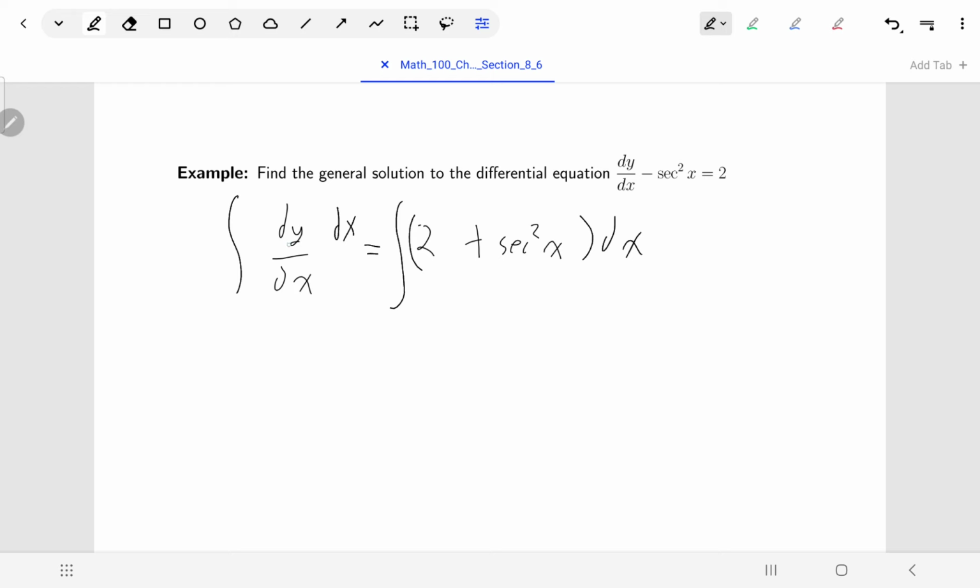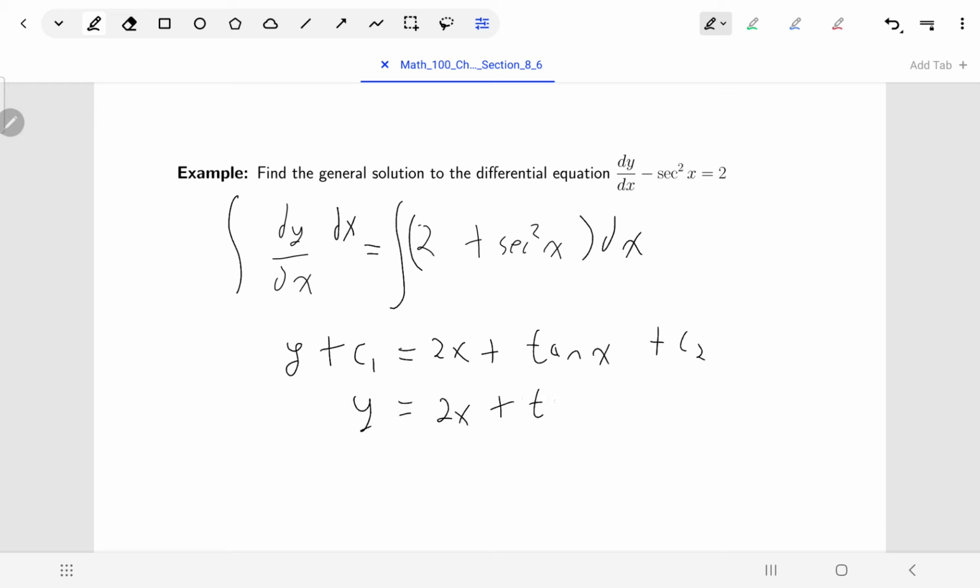So when I look at y prime, the derivative of y, if I integrate that, that should just be y. An antiderivative of y prime should be y. And of course, constant of integration, I'll have some constant c1 there. For the right side of my equation, I have 2 plus secant squared of x, and I'm integrating with respect to x. The integral of 2 is 2x. The integral of secant squared is tangent x. And of course, I've got a constant of integration there as well.